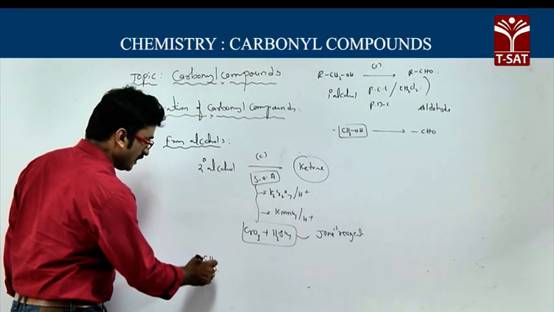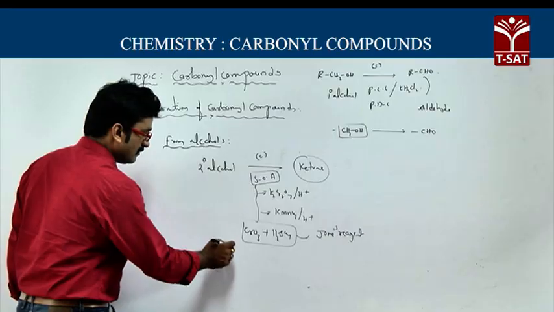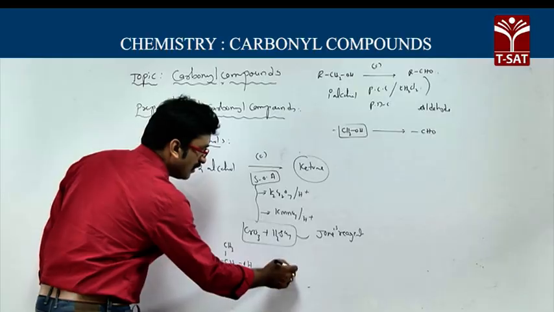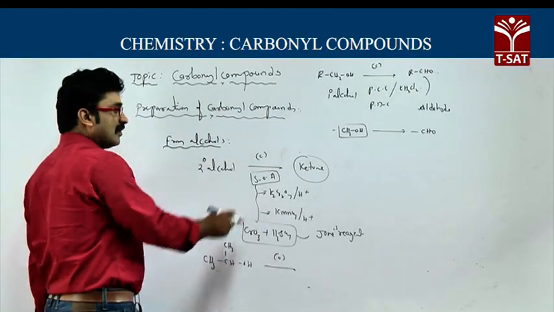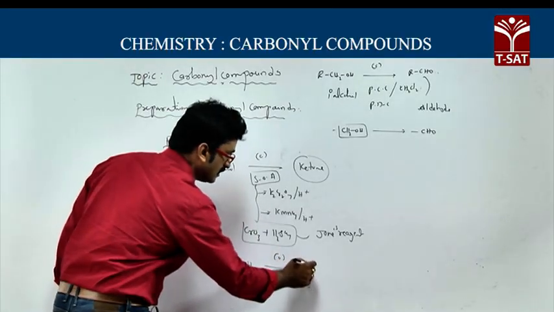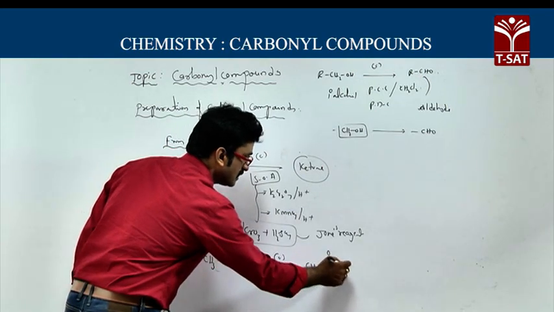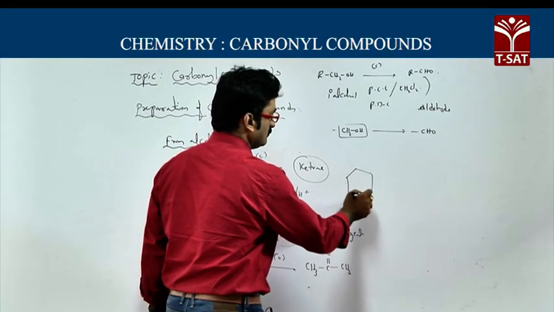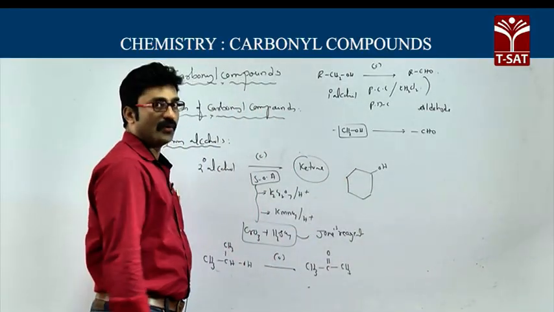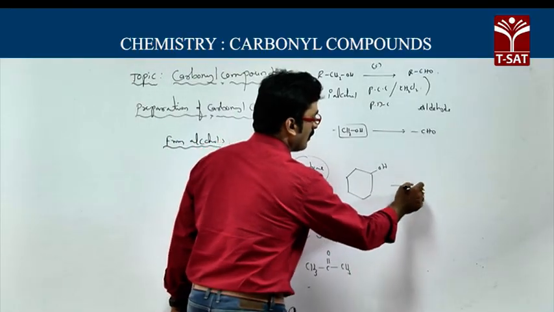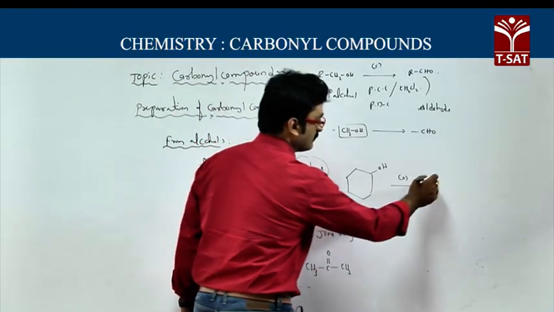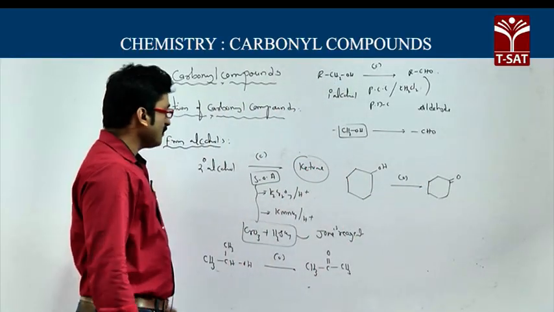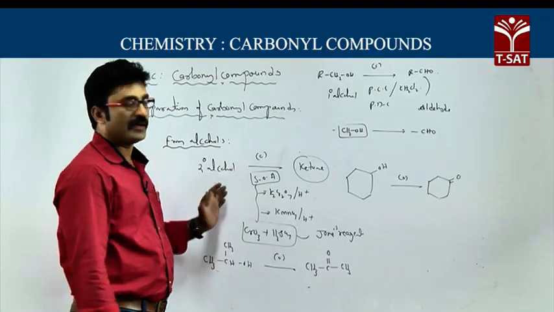Now, we will take isopropyl alcohol, a secondary alcohol. Isopropyl alcohol on oxidation in the presence of strong oxidizing agents gives CH3, C double bond O, CH3. Now, I am taking cyclohexanol. Cyclohexanol on oxidation will give cyclohexanone, with a C double bond O. So, from alcohols also we can prepare aldehydes and ketones.